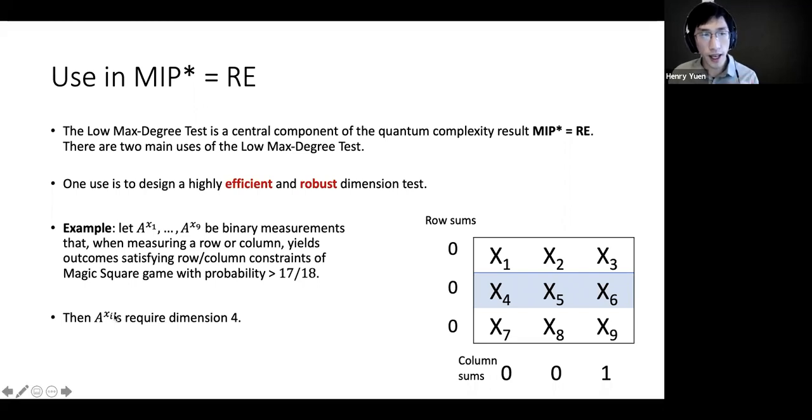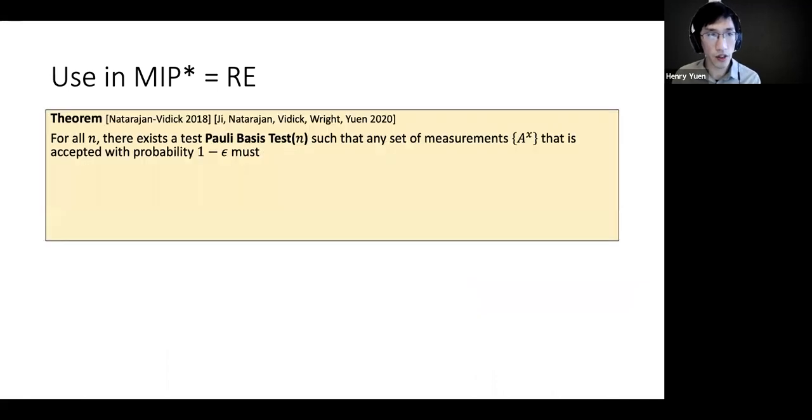This tells you that these A measurements must have dimension 4. They cannot have smaller dimension. So in that sense, the magic square game is a dimension test for these operators. All right.